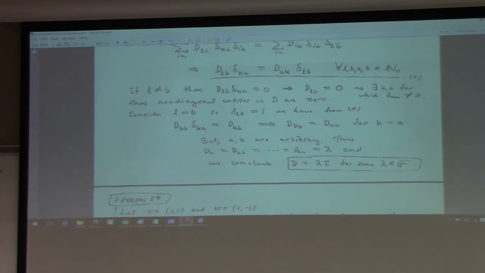If you're also given that D is invertible, there's probably an easier proof, yeah. But it begs the question, how do you know that?